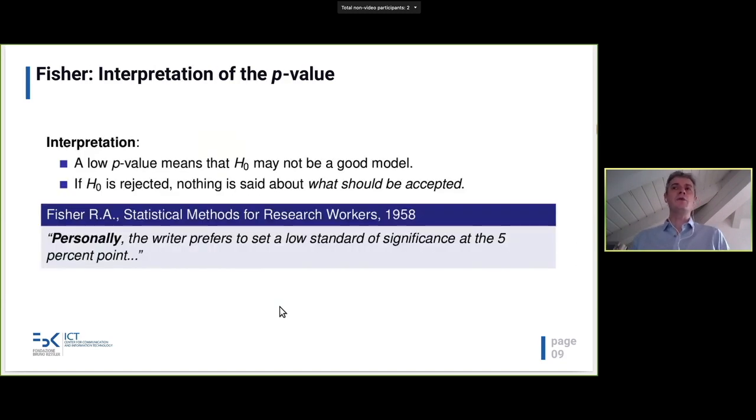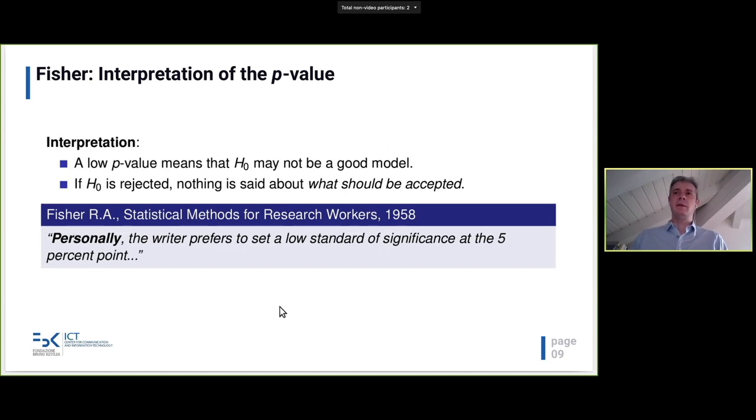So how do we interpret, how Fisher told us to interpret this value? First of all, a low p-value means that the null hypothesis that our classifier predicts at chance may not be a good model. And in this case, we reject the null hypothesis. And if the null hypothesis is rejected, remember, according to this framework, nothing is said about what should be accepted. So we just know that we should reject the null hypothesis, just one hypothesis.